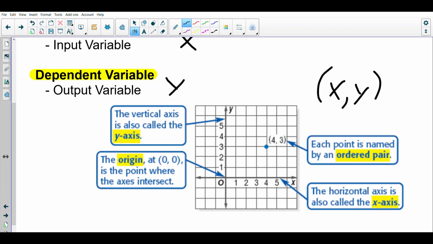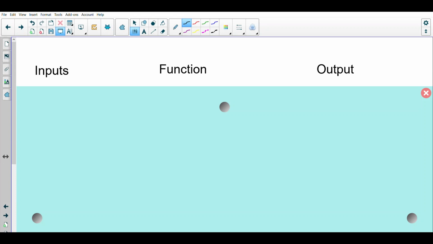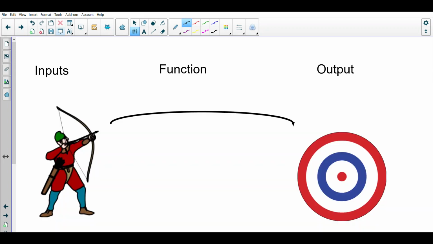Okay, so now, to help us remember what a function is, I like to think of a bow and arrow. So we have our inputs, we have our function, and we have our output. So the arrow is the input, and the bow is the function. So when we put the arrow in, when you shoot an arrow, it can only go to one spot. It cannot go to two spots. Got to keep that in mind.